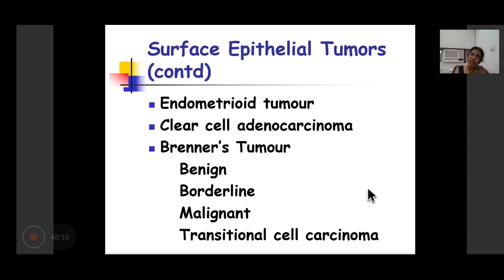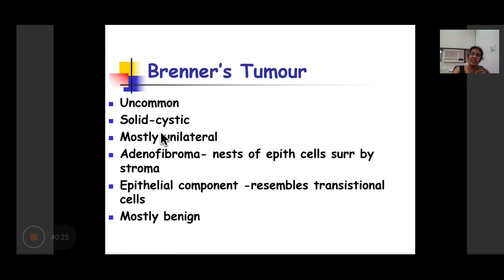And the malignant will show the same features as transitional cell carcinoma of the urinary bladder. So they are called the transitional cell carcinoma. The benign is called the Brenner's tumor. Benign and borderline Brenner's tumors are formed of the transitional epithelium. So Brenner's tumor is an uncommon tumor, can be solid or cystic.